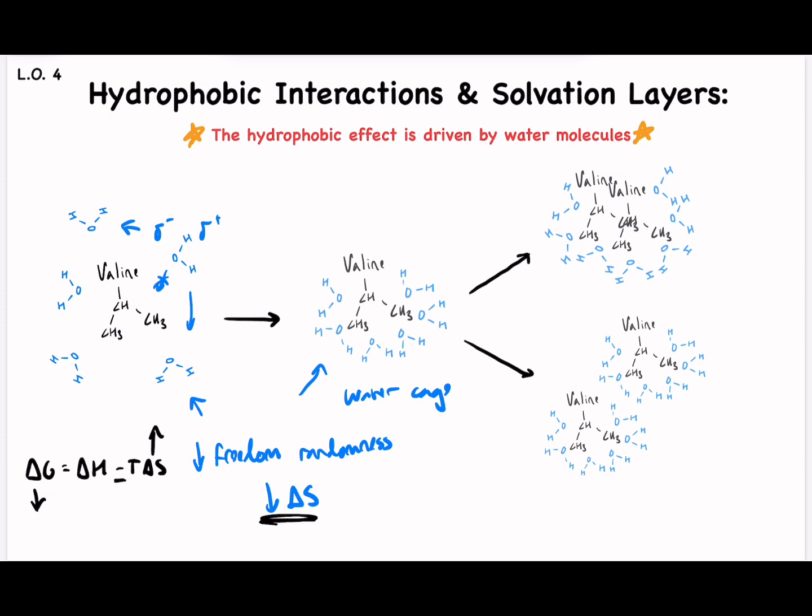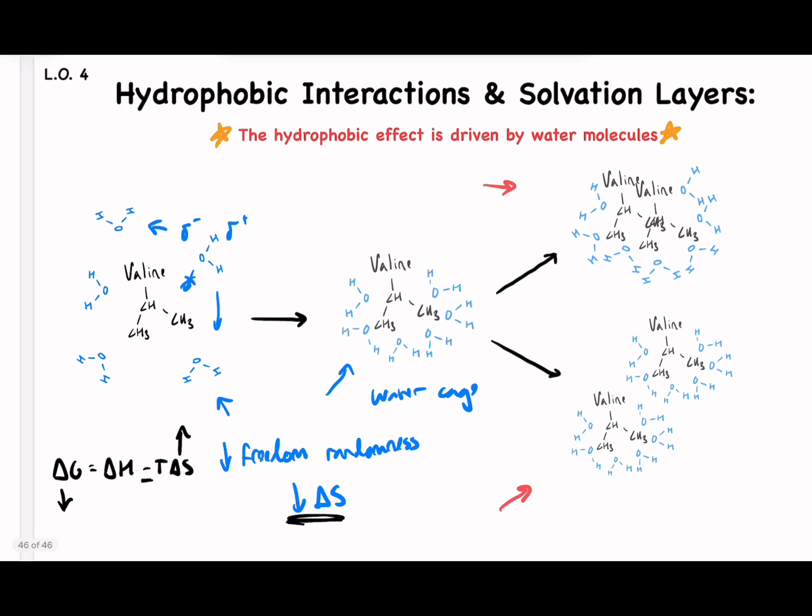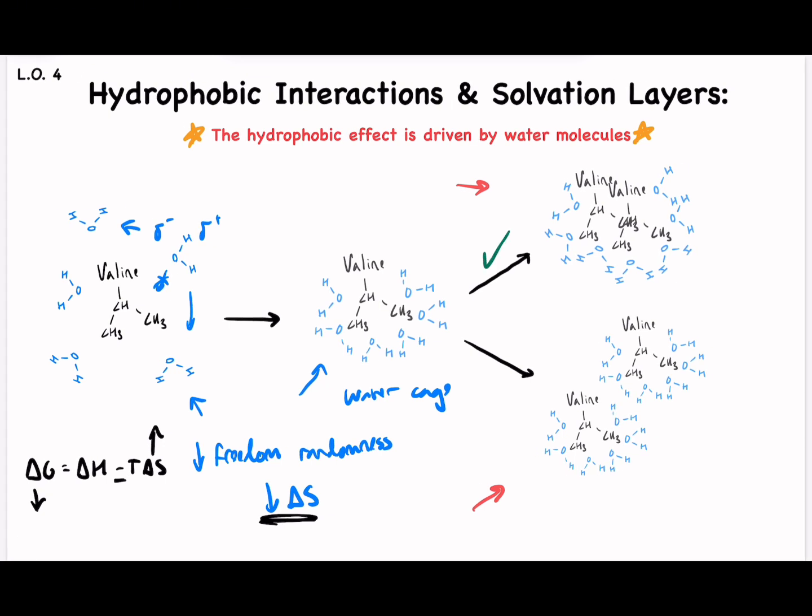And so when we're looking at whether we want to orient the valines like this or the valines like this, what we need to be thinking about is this situation from an entropic perspective. Which scenario allows more freedom? Which scenario allows less water molecules to be trapped? And that is scenario A. So this one up here. Because if we look down here in scenario B, we're seeing that we have way more water molecules that are oriented in these water cages, that are stuck and can't move.